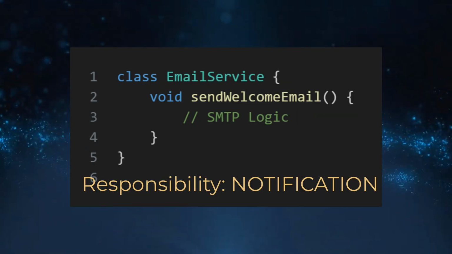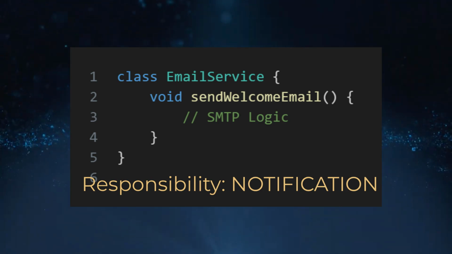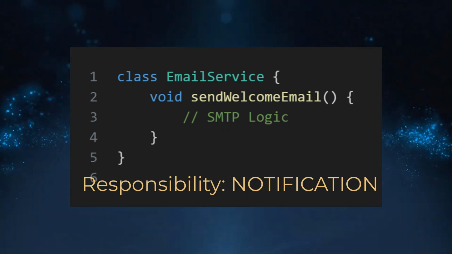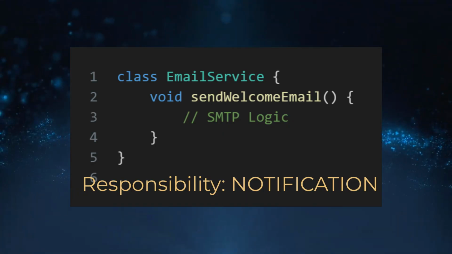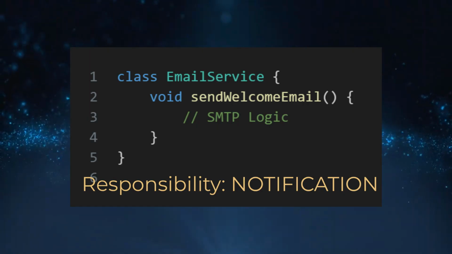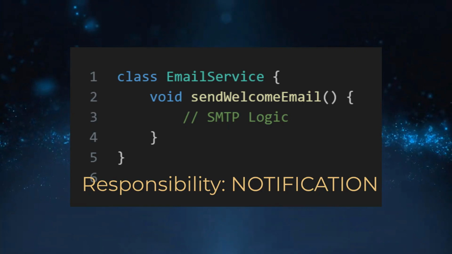Finally, we extract the notification logic. We create an email service. This class encapsulates everything related to SMTP servers, API keys, or HTML templates. If the marketing team wants to change the email wording, you edit this file and this file only. The user class and the user repository are completely safe from these changes.